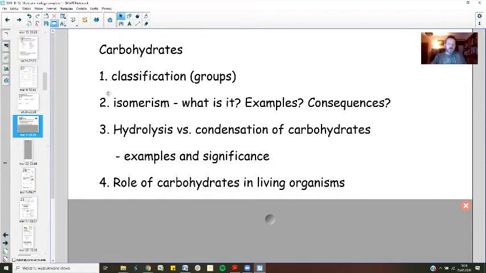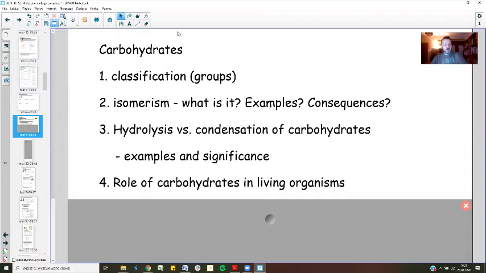We'll look at what isomerism means in respect to that group. What are the examples of isomers and what are the biological consequences of isomerism in carbohydrates? We will take a look at hydrolysis and condensation reactions and examples in living organisms. And then finally, we will explain the role of carbohydrates in living organisms.